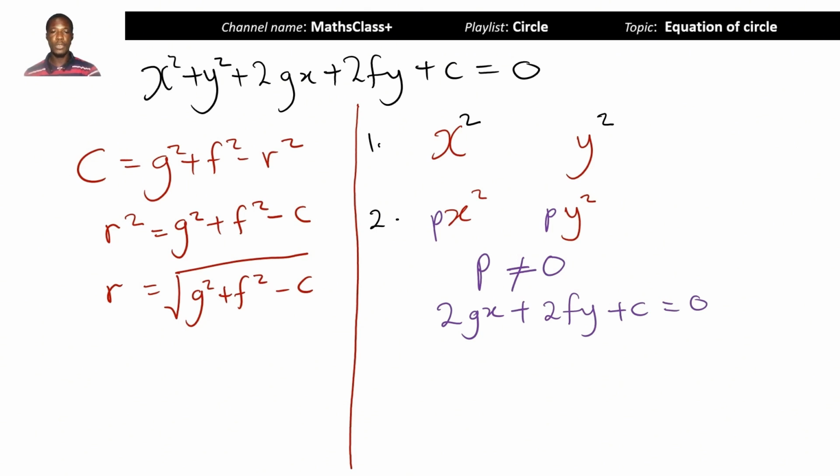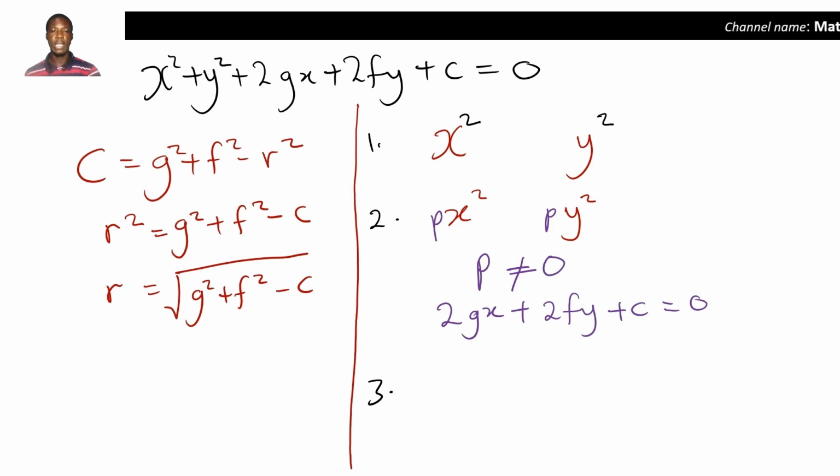And the third thing we should note is that for the terms in the equation of a circle, there won't be any term where x and y are multiplying.